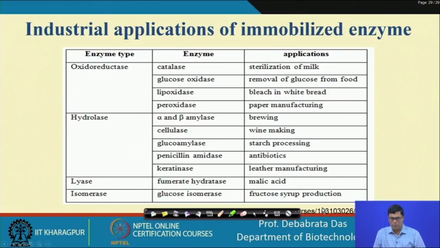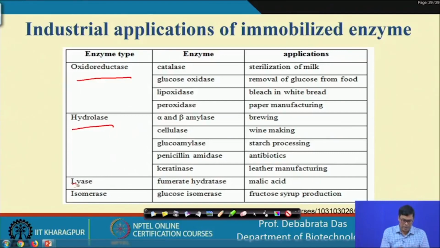Now this is the industrial application of the different enzymes that we have. One is oxidoreductase, hydrolase, lyase, and isomerase. These are the different enzymes like catalase, glucose oxidase, lipoxidase, peroxidase, and they are used for different purposes. Catalase is used for sterilization of milk. Glucose oxidase, for removal of glucose from food. Then lipoxidase bleaches white bread, and peroxidase is used in the paper industry. So we have tremendous potentiality as far as immobilized enzyme is concerned.